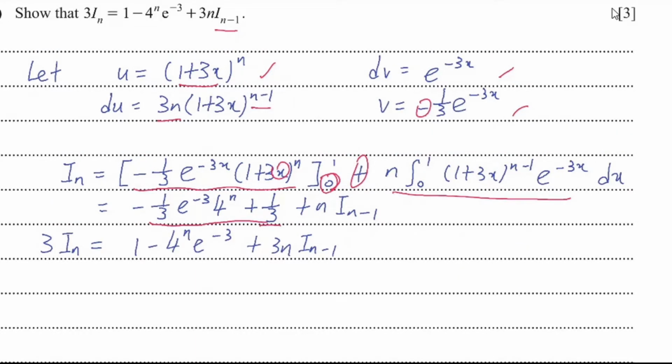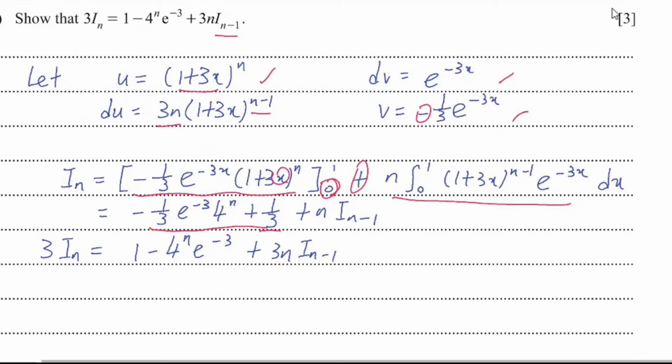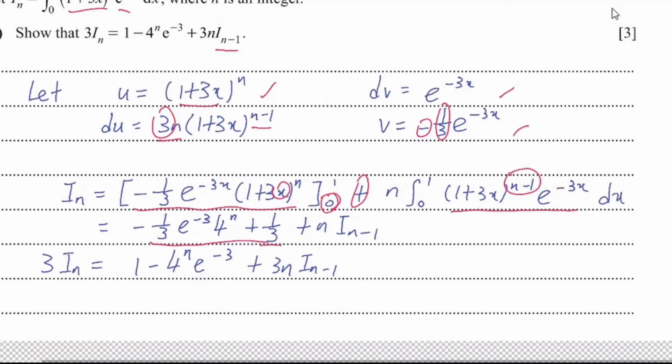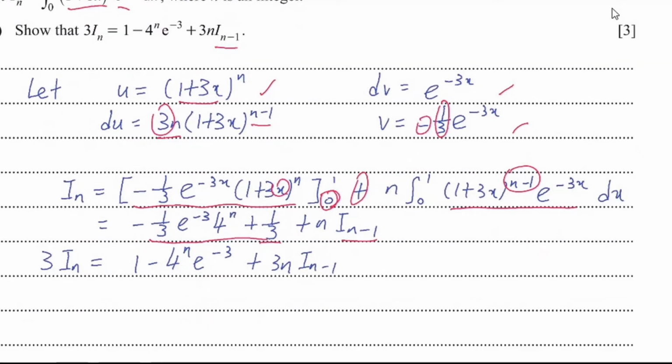Once we try to tidy up the stuff here, the 1 over 3 and the 3 will cancel off nicely. It will only give us this integral here. This integral is the same as the one in the earlier integral, so the difference is just the n and n minus 1. With that, that is our I n minus 1. We just have to tidy that up a little bit by multiplying the whole equation by 3. So that is the reduction formula that we can get for this part A.